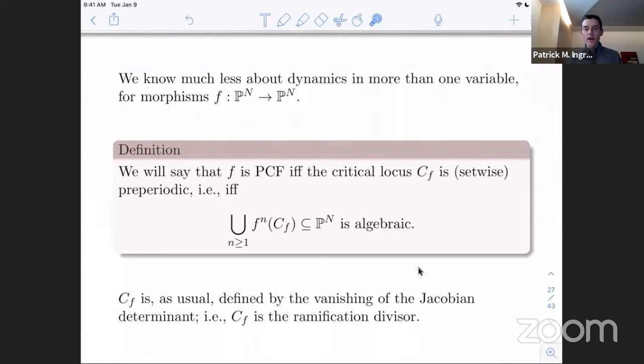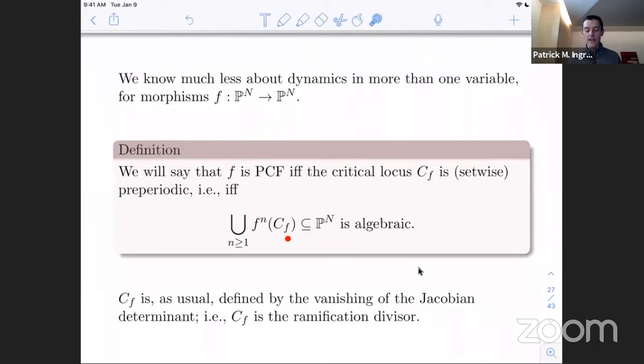I want to get onto the higher dimensional questions because I have a few results and a few interesting directions to go. If you talk instead about an endomorphism of P^n, you can make the same definition in an obvious way. The critical locus is just the ramification locus. You can take the Jacobian matrix of partial derivatives and look at where it is singular, and that defines a hypersurface.